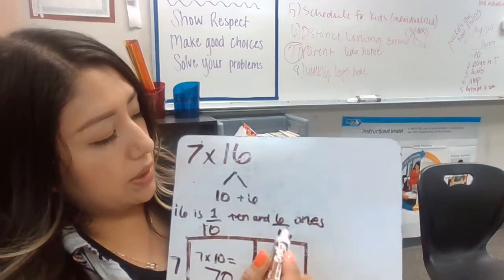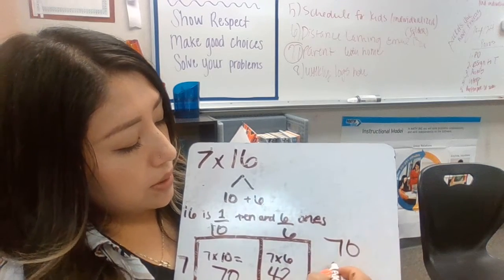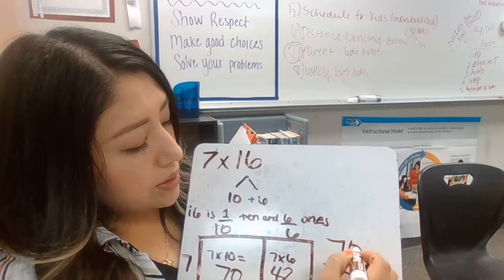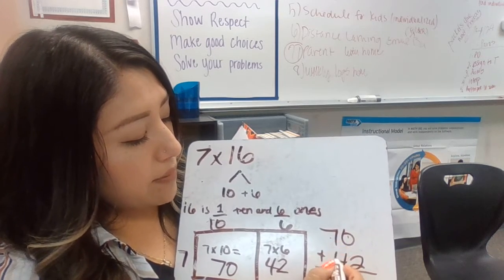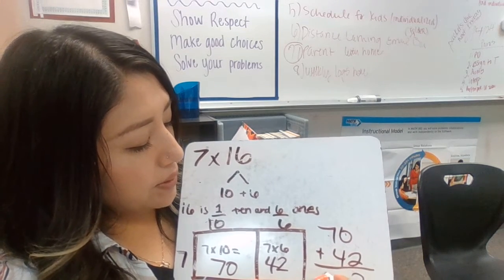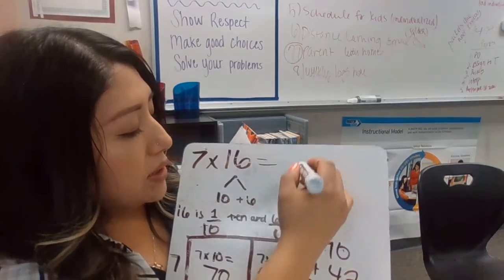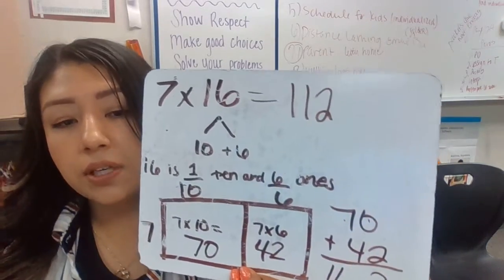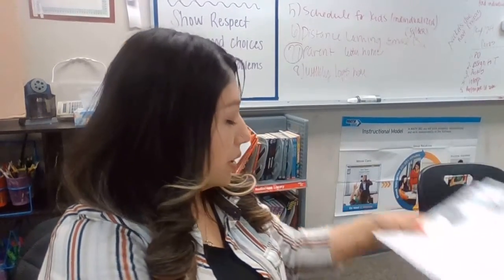And what I will be doing is I will add these on the side. So 70 plus 42. We know that 0 plus 2 is 2. We know that 7 plus 4 is 11. And our answer for 7 times 16 is 112.